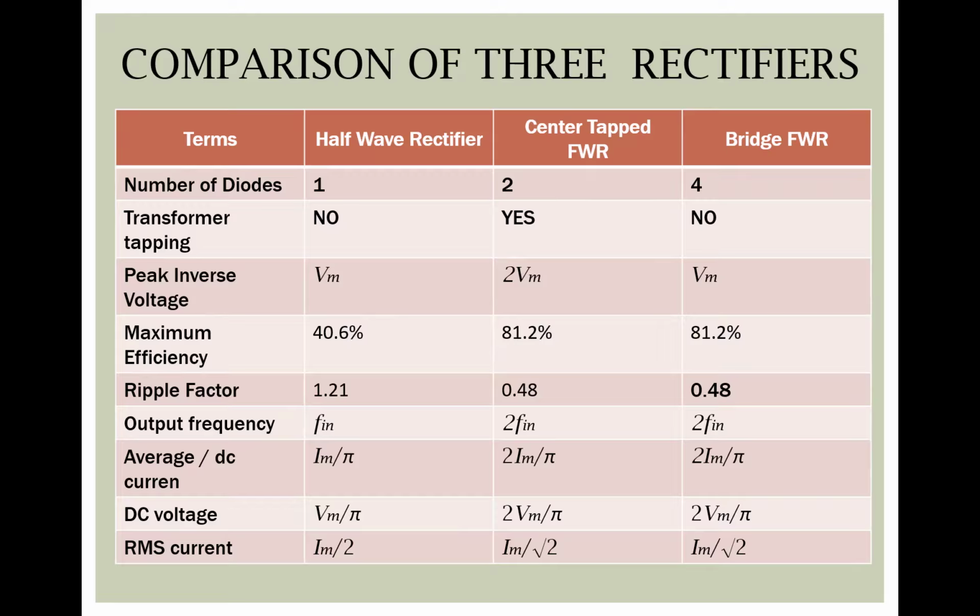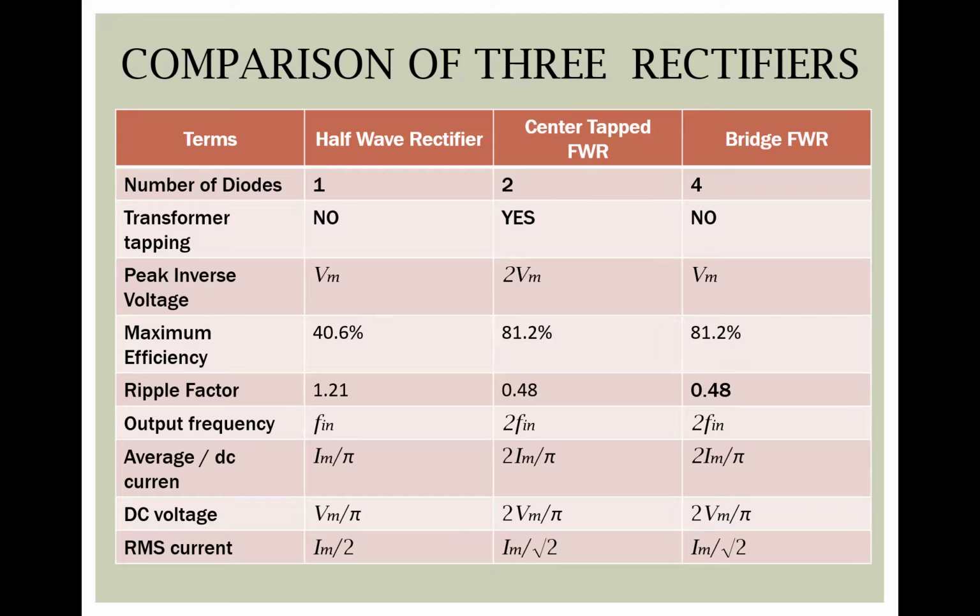Next, the second one is transformer tapping. In the half wave rectifier, we are using a normal transformer. In the center tap full wave rectifier, we are using a center tap transformer. Third, in the bridge rectifier, we are not using a center tap transformer. Next, coming to the peak inverse voltage. The peak inverse voltage is VM in the half wave rectifier. In the full wave rectifier, it is 2 VM. In the bridge rectifier, it is similar to the half wave rectifier, VM.